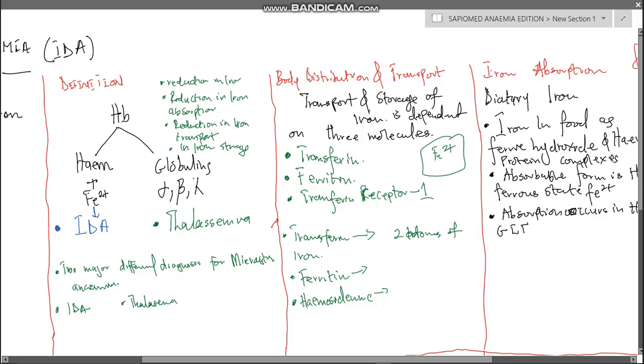Now the last molecule we are going to talk about in the distribution and transport of iron is the transferrin receptor 1. So when we take the hematopoietic stem cells, especially those that have to do with red cell production, so let's say erythropoietic stem cells, they have numerous transferrin receptors.